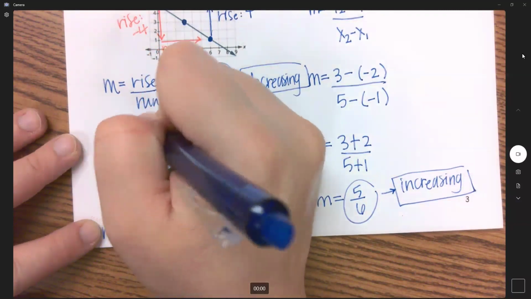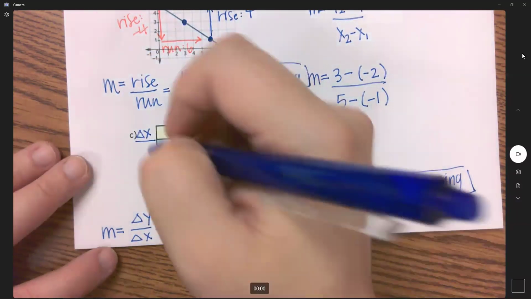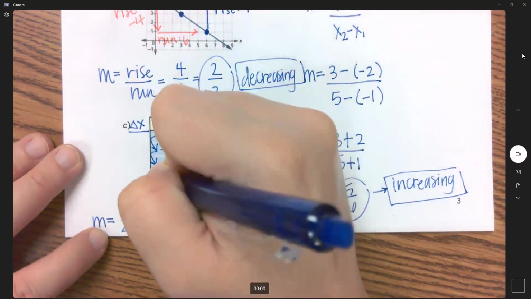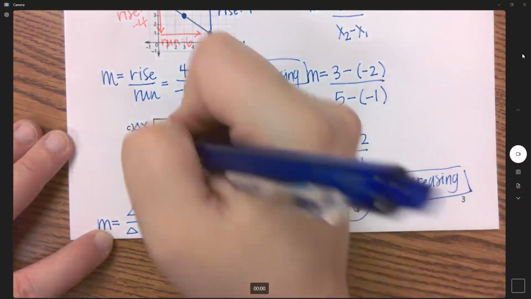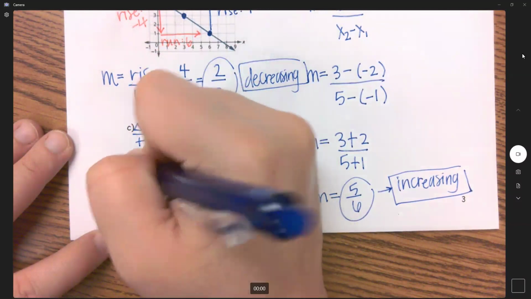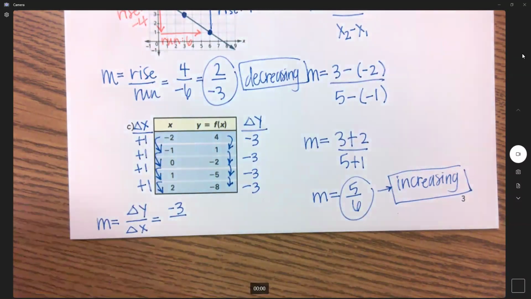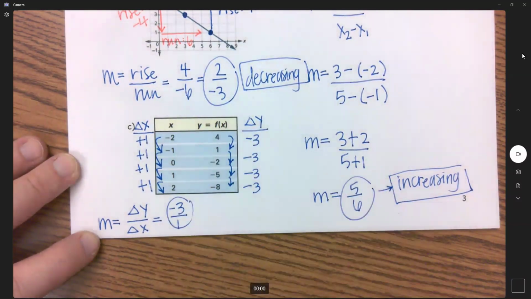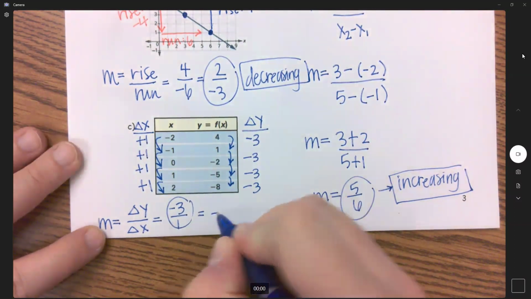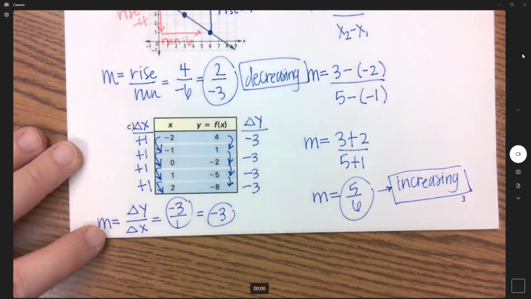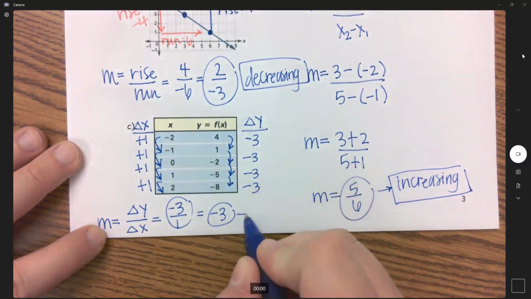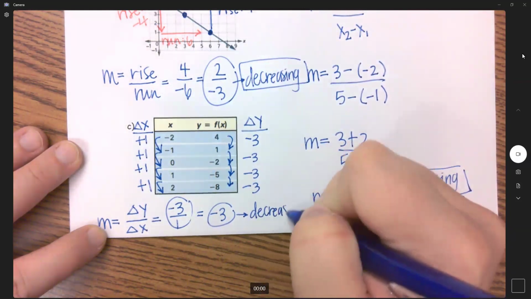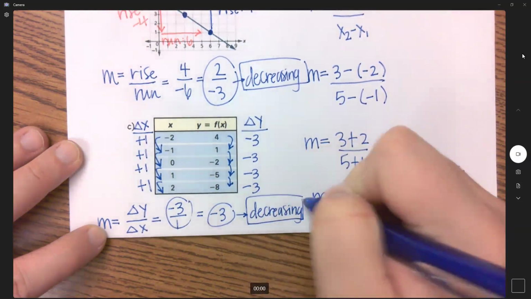Do the same thing over here to find your delta x. How am I going from -2 to -1? -1 to 0, 0 to 1, and 1 to 2. All of these are increasing by 1. So my delta x is a positive 1. You can say that your slope is -3/1, but more simplified would just be -3. And because we have a negative slope, that means that my slope here is decreasing.